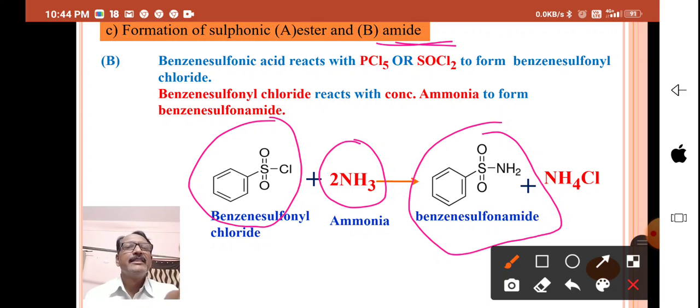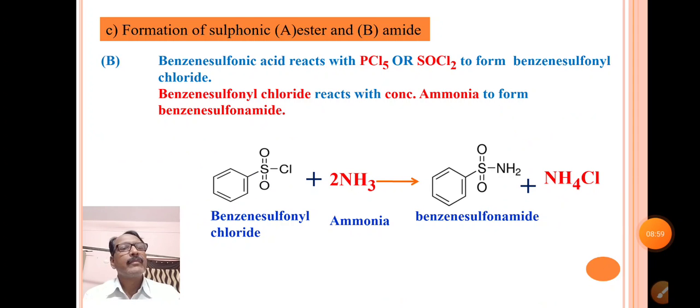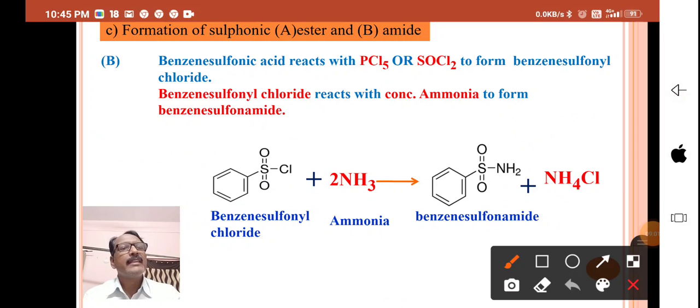That means when benzene sulfonic acid reacts with PCl5 or SOCl2, there is formation of benzene sulfonyl chloride, which reacts with ammonia to form benzene sulfonamide, and ammonium chloride is the byproduct here. That is benzene sulfonyl chloride reacting with ammonia giving benzene sulfonamide. This is the reaction.